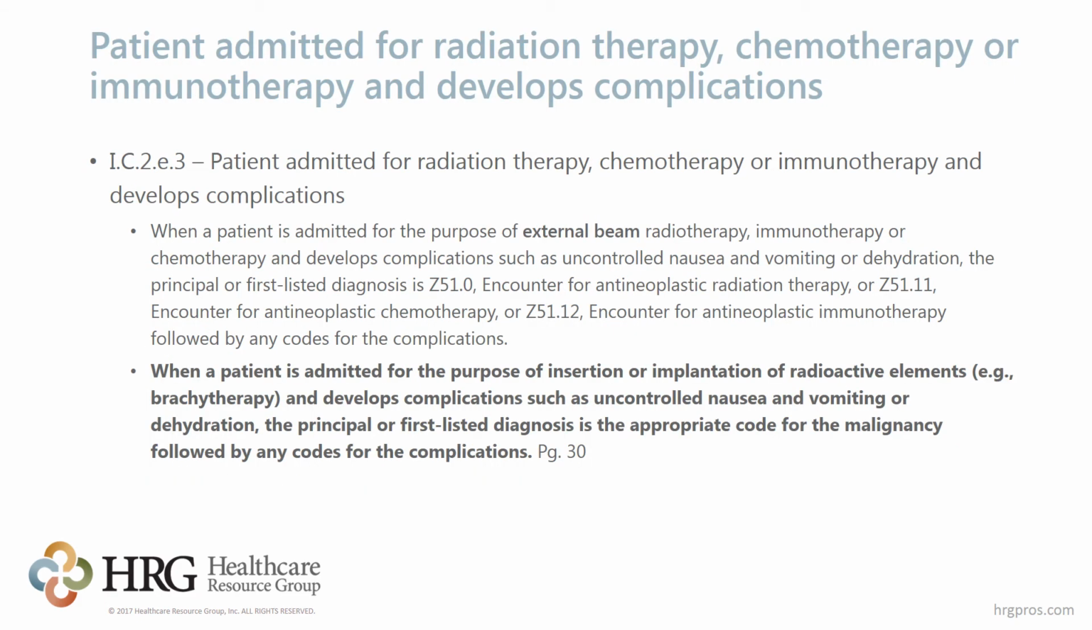This guideline is found right after the guideline that was mentioned on the previous slide, in section 1C2E3, and this is for the same admission for the chemotherapy, immunotherapy, but this time the patient has developed a complication. Again, you'll see the external beam added here, but the important part is the last paragraph that notes when the patient is admitted for brachytherapy and develops a complication, the malignancy would be listed first, followed by the complications listed second.